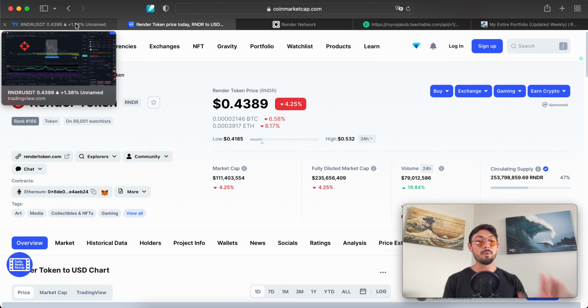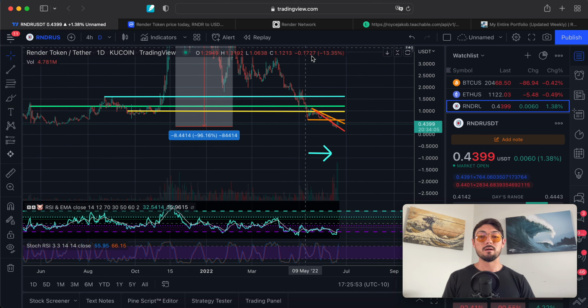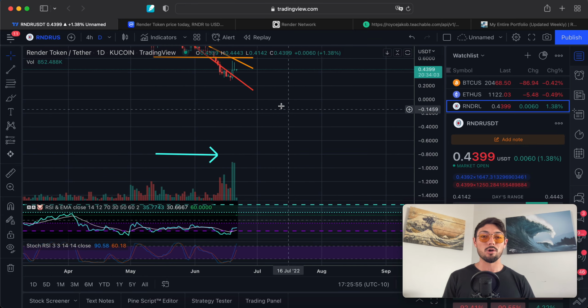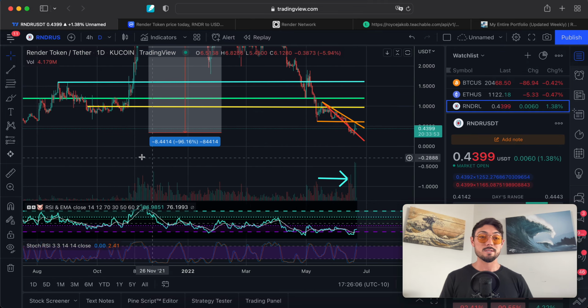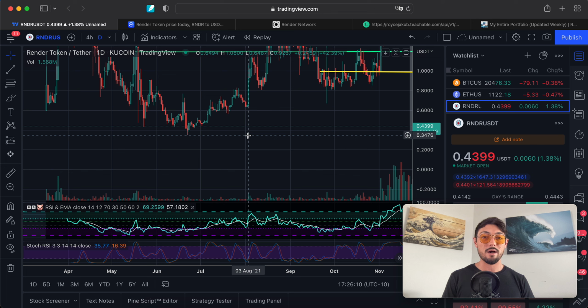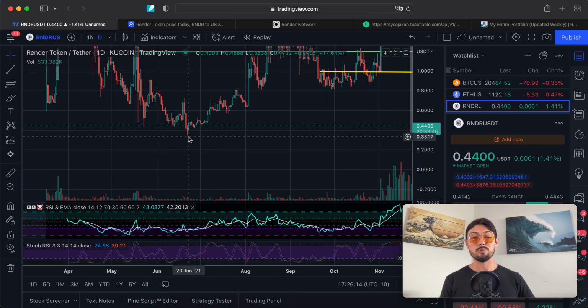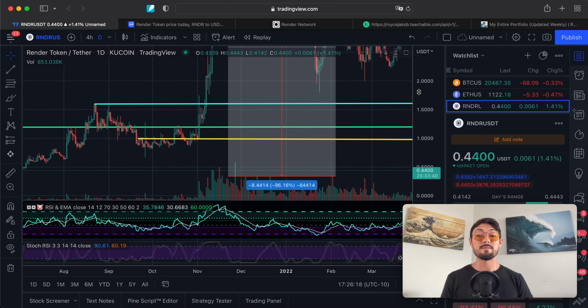Anyway, let's focus on the short term. Long term, once again, when did Render see its all-time low? It was right here, when everything else saw its low, June 18th, just a few days back. Render saw a low of 27 cents. That is bonkers, and that is the lowest Render's ever been, because the low we saw back in June of 2021 was 35 cents.